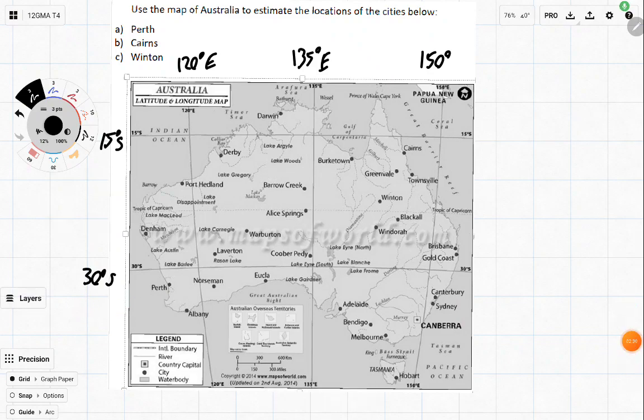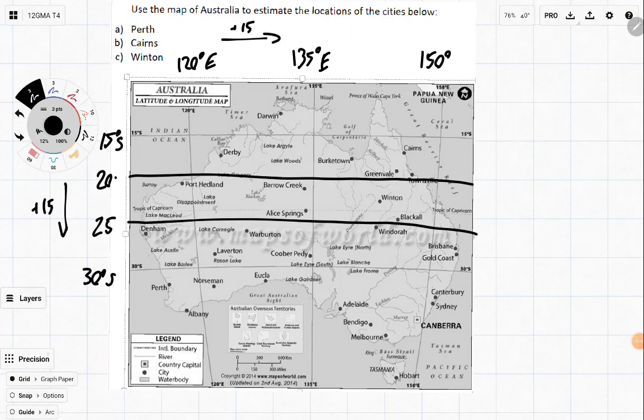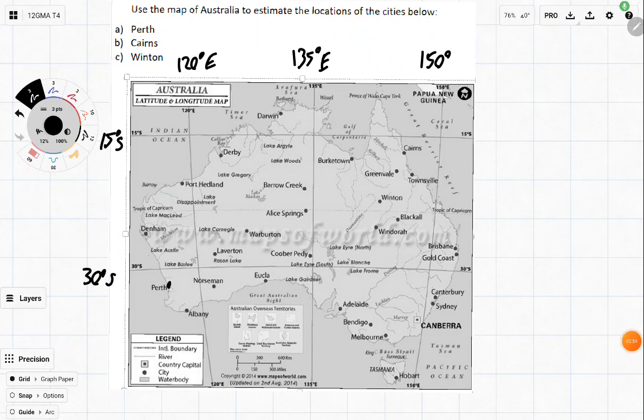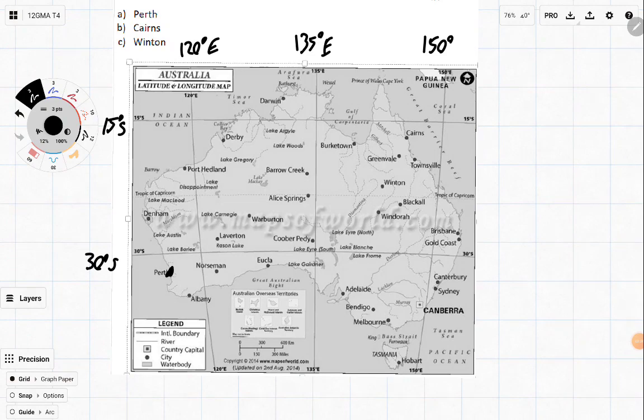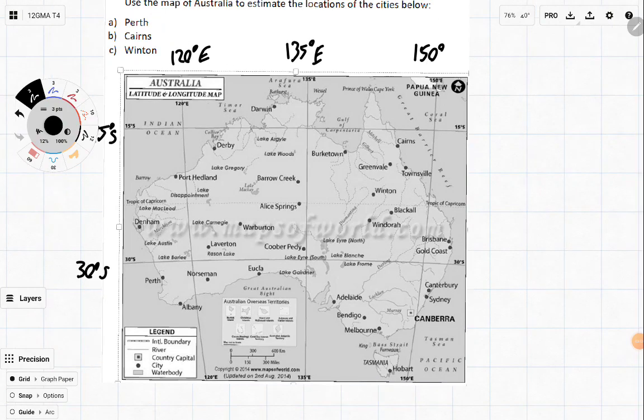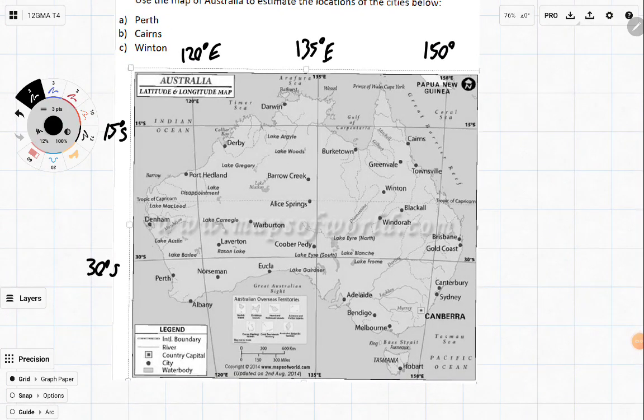Alrighty, so the first place we're looking for is Perth. Perth is down here. Now, it's to the left of the 120 degree east, but just make sure we notice where it's going. It's also below the 30 degree south. So since the scale is going 15, 30, since it's below the 30 degrees south location, it means that it's got to be more than 30 degrees south. How much more? This is where the estimation comes in. It's more south than the 30 degrees south, and as you go further down, you're going to increase the amount of south you are.